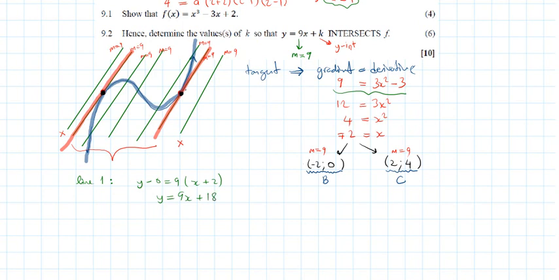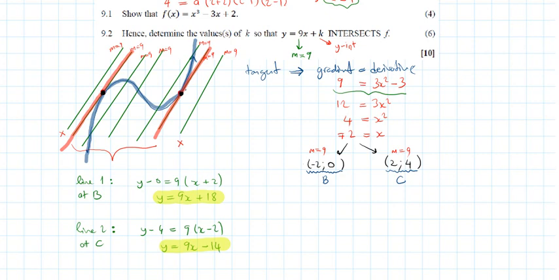That's the first one. And the second line, let's say line 1 is at B, and the other one, line 2, is at C. Then I'll substitute the coordinates of C. y minus 4 is equal to 9 times x minus 2. So then we get y is equal to 9x minus 18 plus 4, which is 9x minus 14. So we got two possible lines. One of them is 9x plus 18. The other one is 9x minus 14. So those are my possible k values.